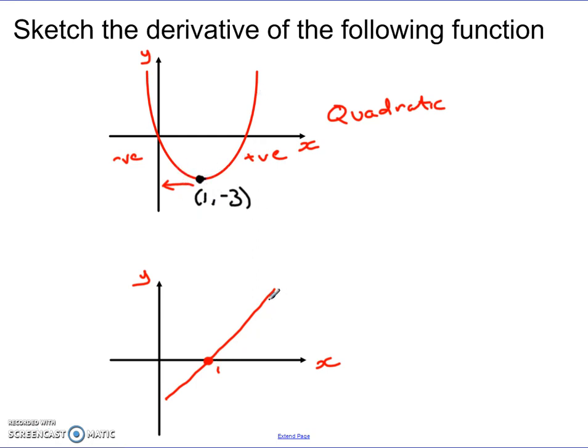Slope tells me if it's going up on this side. Slope here coming down tells me it's down below the x-axis on this side.